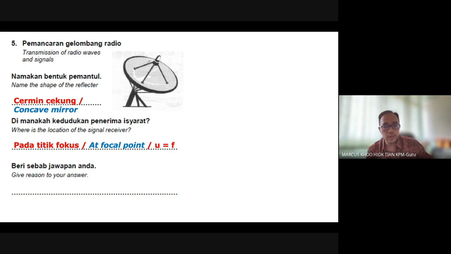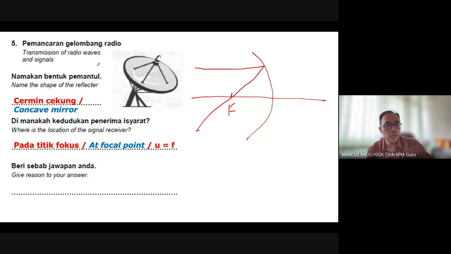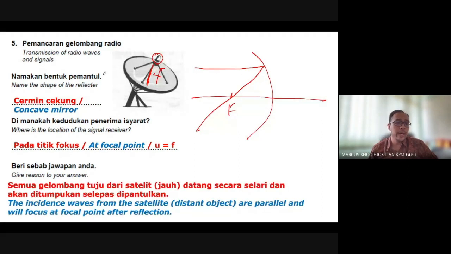Because we know that when a signal comes from very far away, if this is the F, it will be reflected towards the focal point. So you need to put your receiver at a distance exactly the same as the focal length of the reflector, so that the incident waves, or the signal from the satellite, are parallel and will focus at the focal point after reflection.